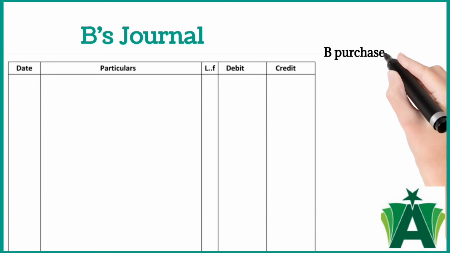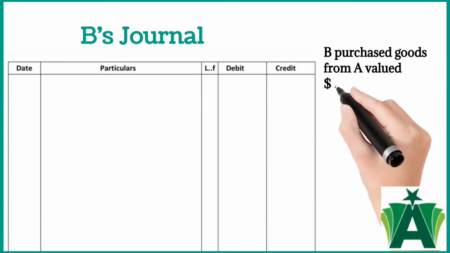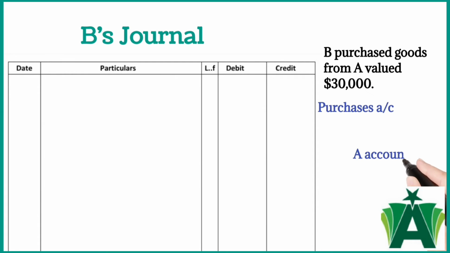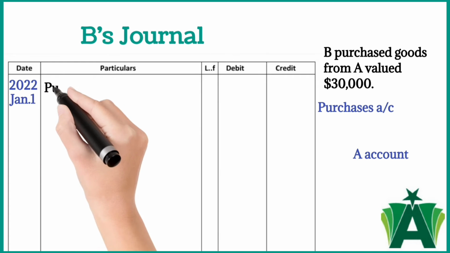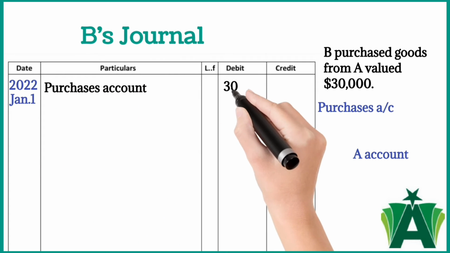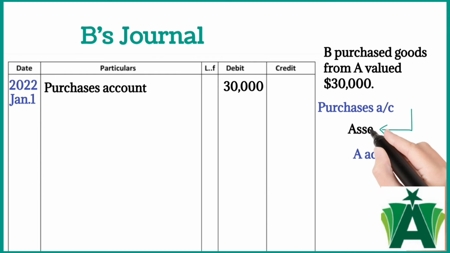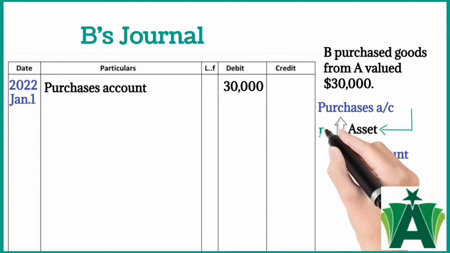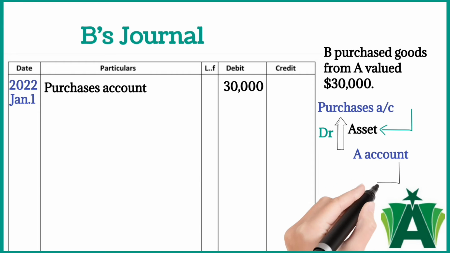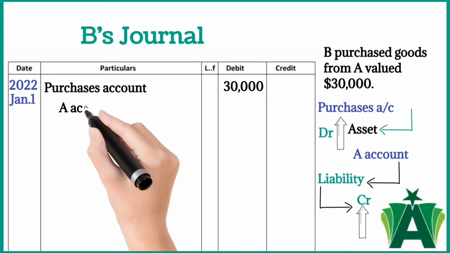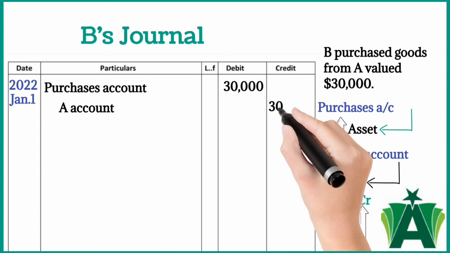B purchased goods from A valued at $30,000. Here, purchases account and A account are involved. 2022, January 1st. Purchases account is debited with the amount of $30,000 because purchases account nature is an asset. When an asset increases in a business, the account is to be debited. A account nature is liability. Here liability increased, so the account is to be credited. Now, A account is credited with the amount of $30,000.